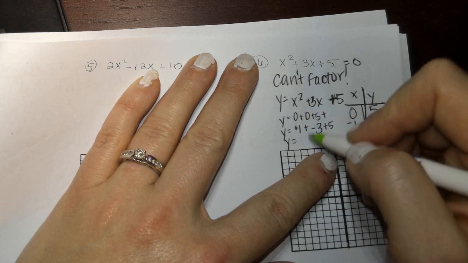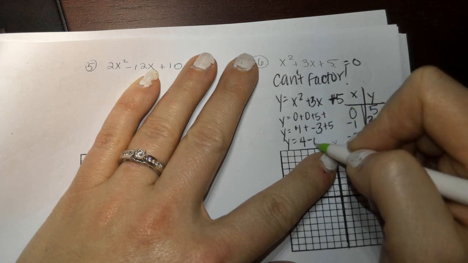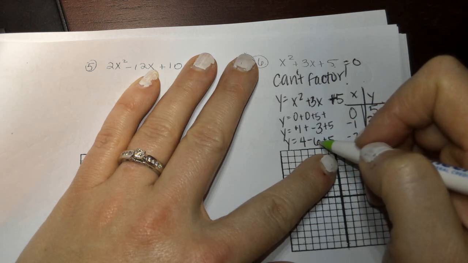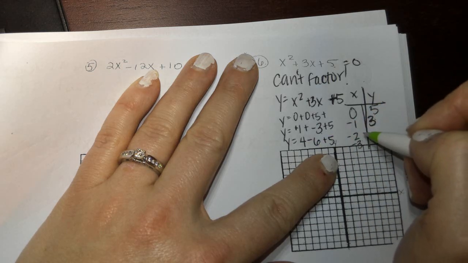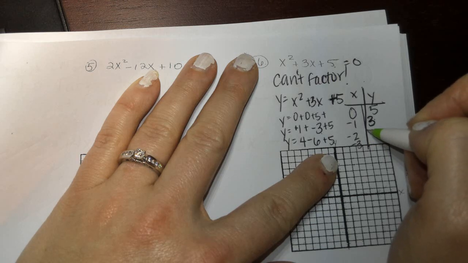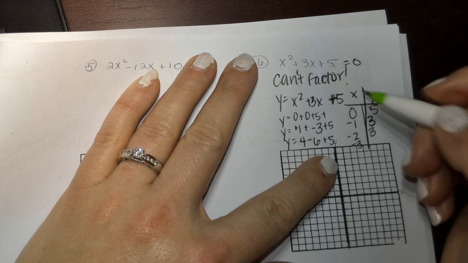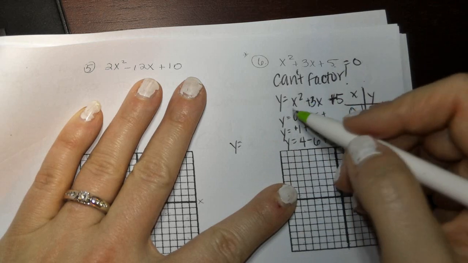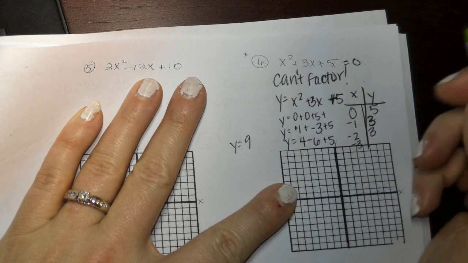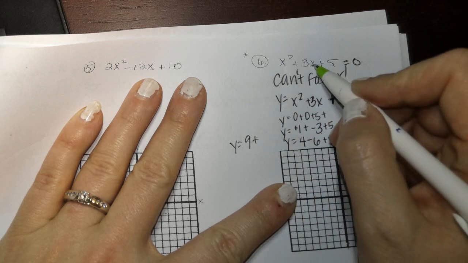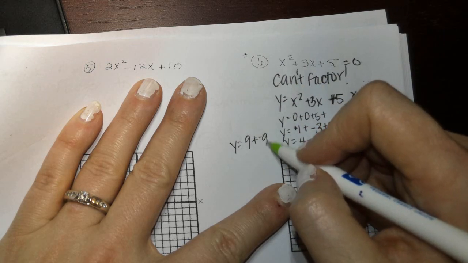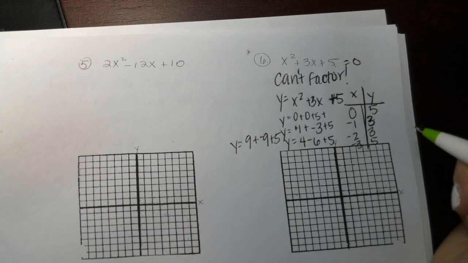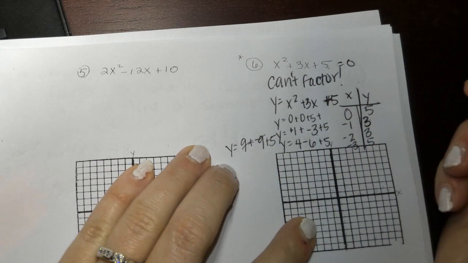Alright, so let's sub in a negative 2. Negative 2 squared is 4. 3 times negative 2 is negative 6, plus 5. So you get 4 minus 6 is negative 2, and then plus 5 is a 3. Okay? And then negative 3: y equals negative 3 squared, which is 9, plus 3 times negative 3, which is negative 9, plus 5. So it ends up being 5, because those cancel.